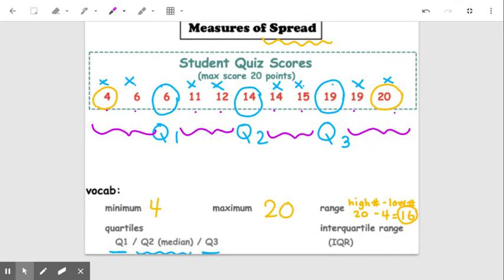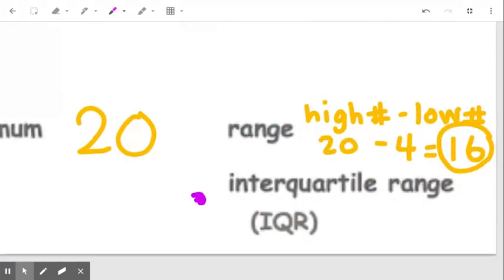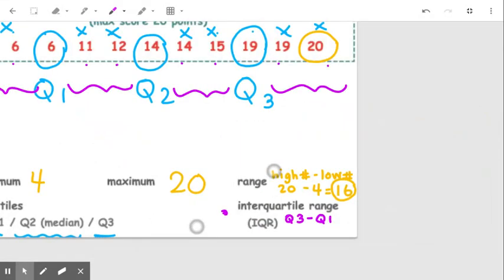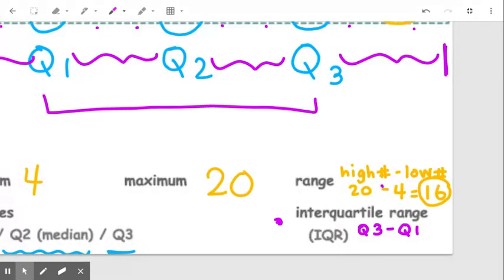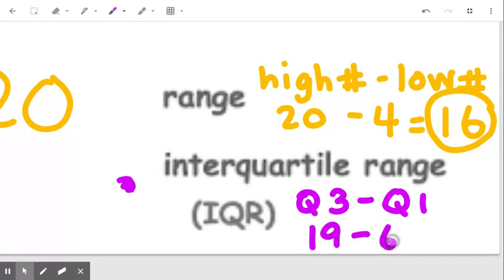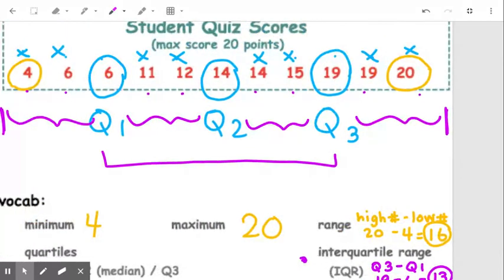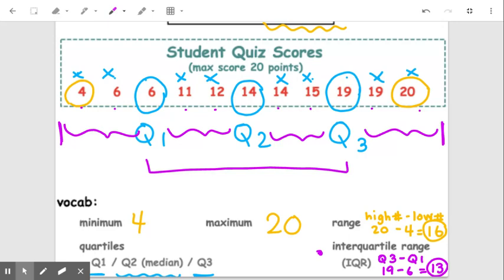Now we can talk about not only what the quartiles are, but what we call the interquartile range. We know the range was the high number minus the low, which was the max minus the min. The interquartile range is going to be Q3 minus Q1. So instead of going from the very high to the very low, we're only looking at this middle section. In this case, Q3 is 19, Q1 is 6. So 19 minus 6 is 13. The interquartile range, or the IQR, is 13. So it's the middle part of this, not the whole range, the middle range.